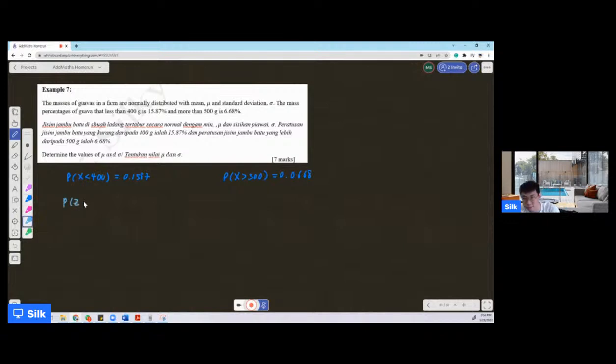I change to z-score: z less than (400 minus the mean) divided by the standard deviation is 0.1587. And from here, z more than (500 minus the mean) over the standard deviation is 0.0668. From this part, let's say this answer is equal to k. The k is on the left side because this area is 0.1587 and is less than, so it will be negative k. This one is on the right side. Why on the right side? Let's say the value is h, because it's more than, and the area is 0.0668 on the right side.